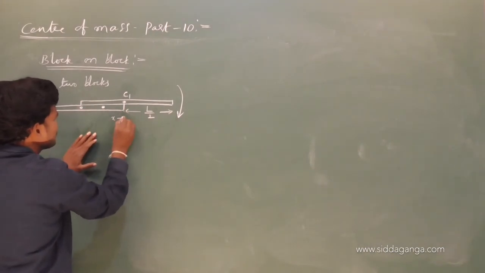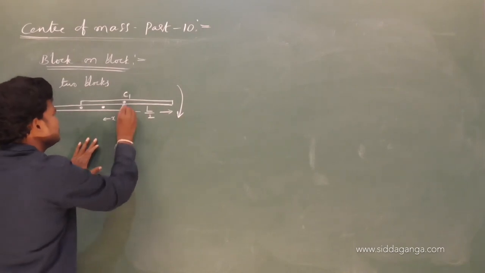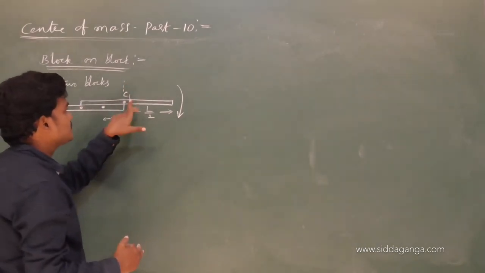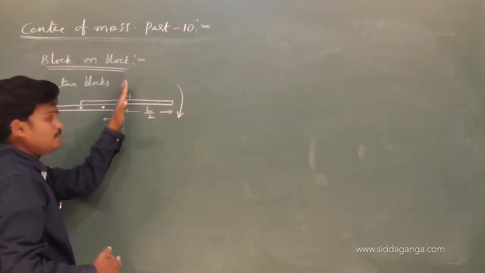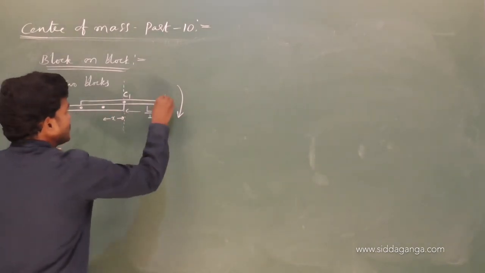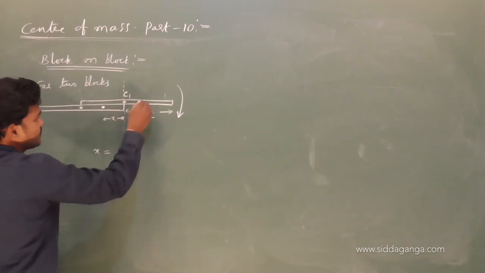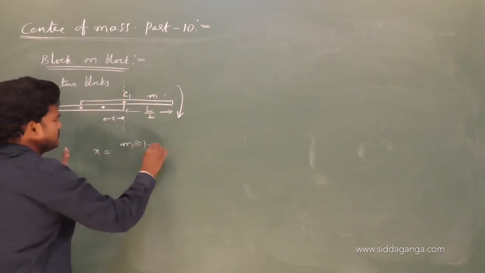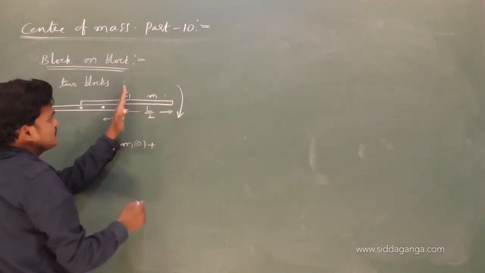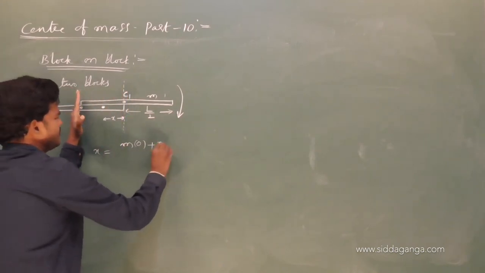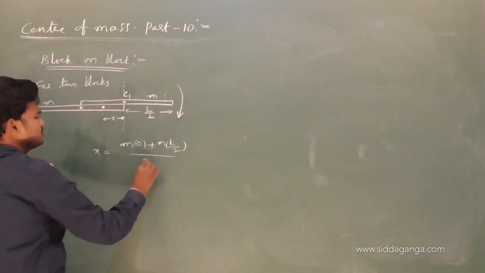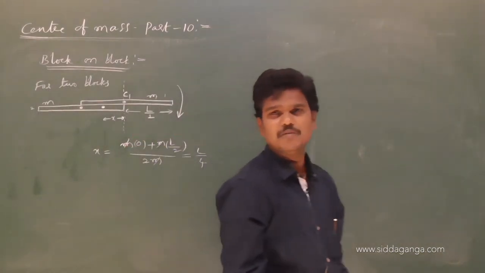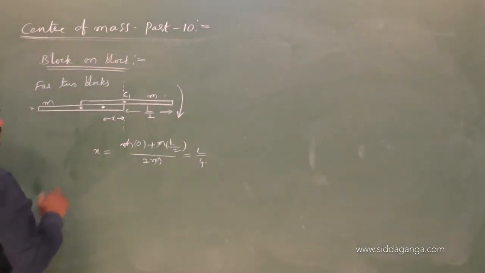See, if this is something x, take this as the origin, and apply our regular formula (m1 x1 + m2 x2) / (m1 + m2). This is the origin, so x1 is 0 for m1 because I take the origin here, and m2 x2 is for the second one. The masses are the same, so I directly write m into 0 because I have taken the origin at the first block, and m into L by 2 divided by 2m. The m cancels, so L by 2 by 2, which is L by 4. We can expect it directly. So this x is L by 4. So the center of mass is at L by 4.